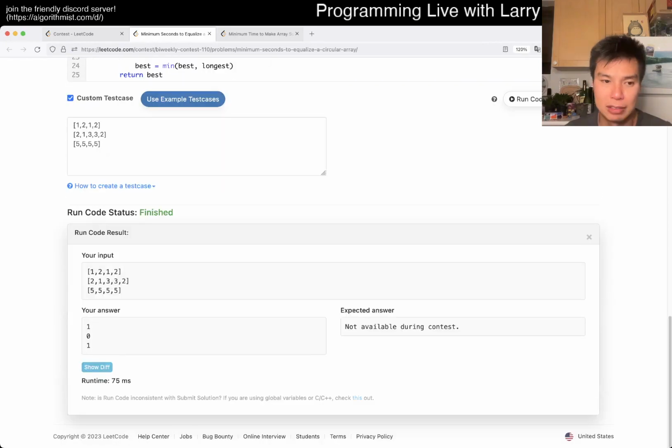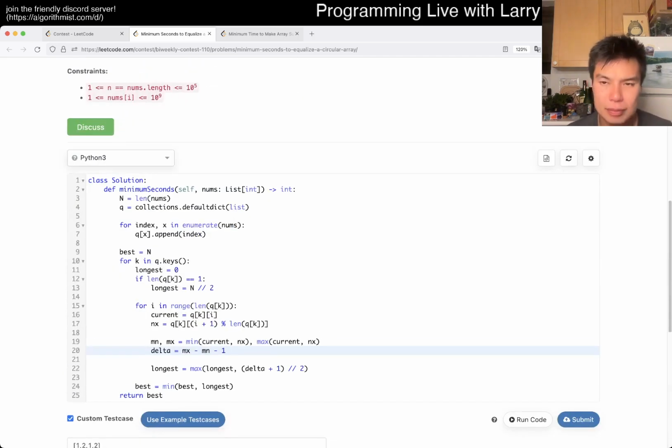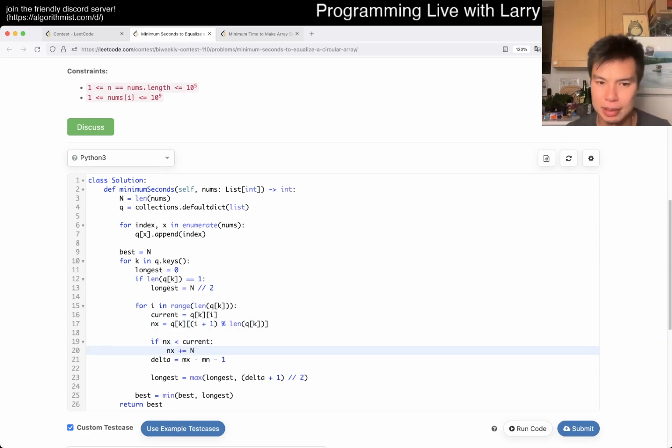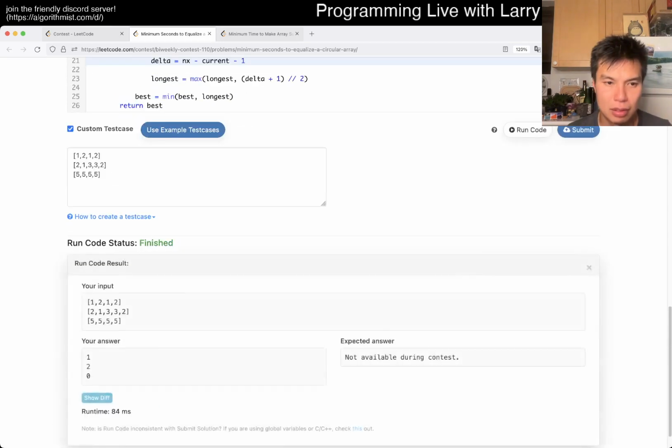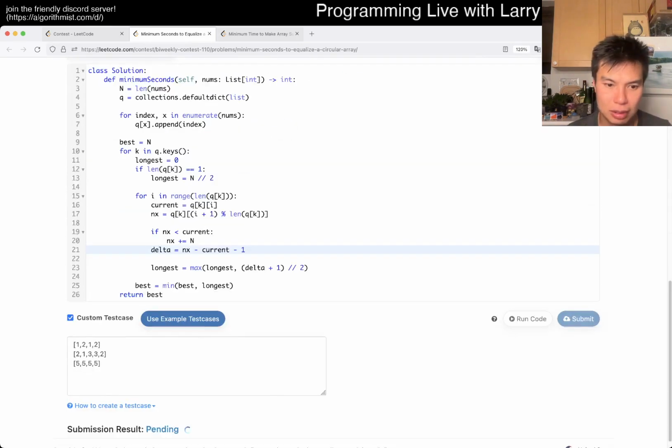Then it's 0 and 3, or 3 and 0. Okay, yeah, this is weird. If nx is less than current, we add n to nx. I think that makes it a little bit better. And then now we do nx minus current. Okay, there we go.